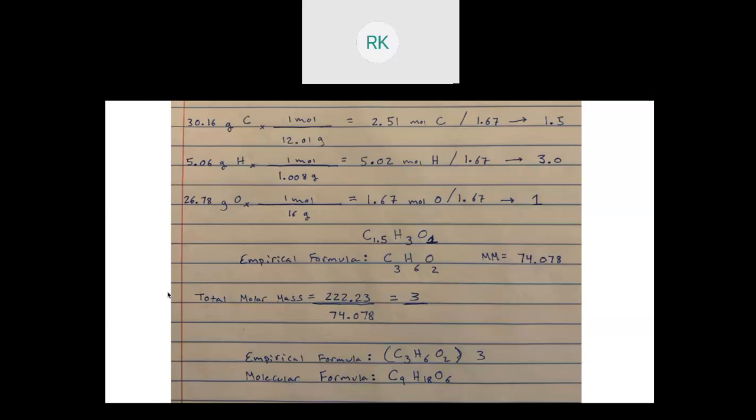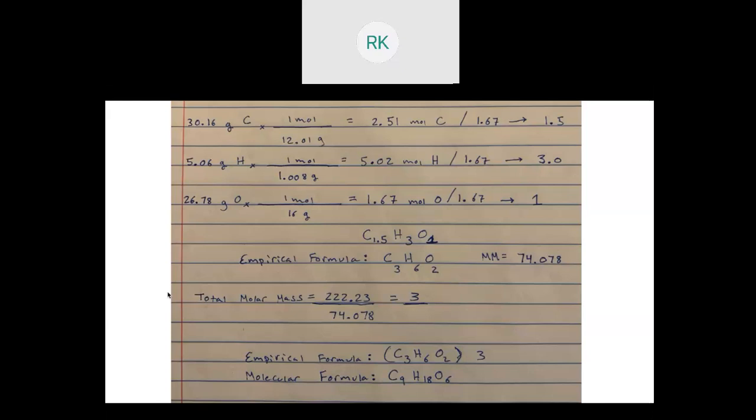Okay, so C3H6O2, when you find the molar mass, will be equal to 74.078. And I saw that question, but I'll get back to it in a minute. I just can't pull it up right now. Okay, so the molar mass based on our empirical formula would be 74 grams per mole. But what we are told in the prompt, and this will be in the prompt, is that the total molar mass of this actual compound is equal to 222.